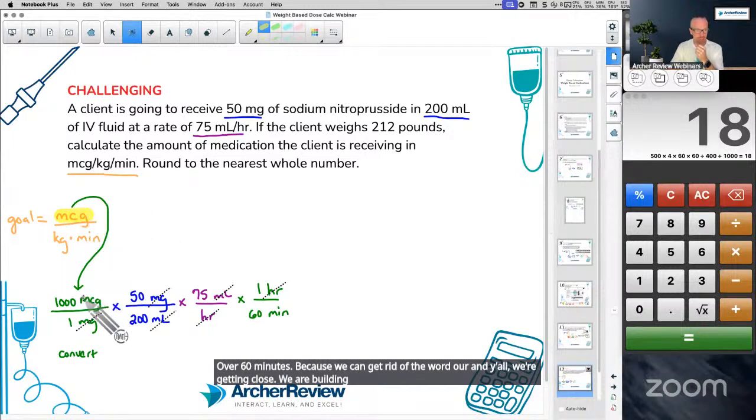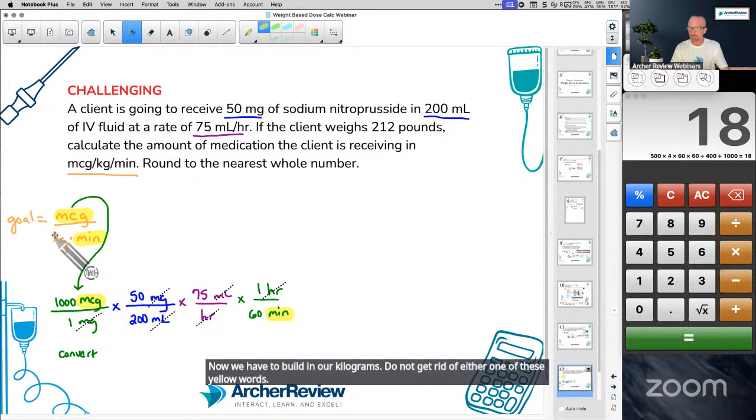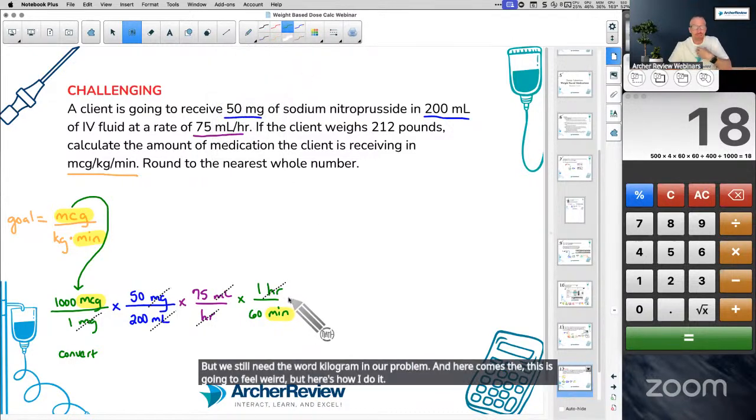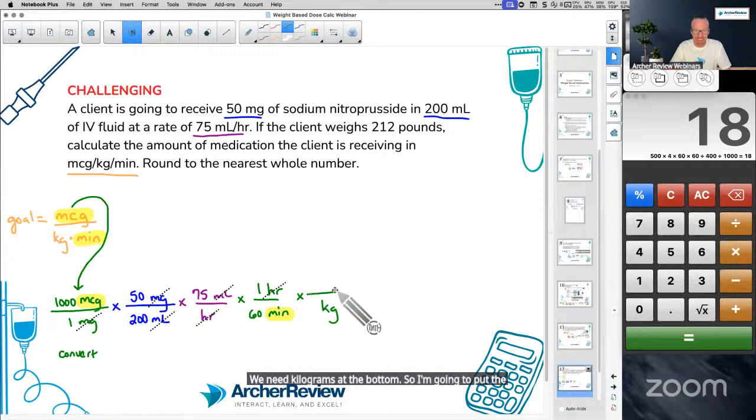We are building this double slash. We have the micrograms. We've built that in. We have the minutes. We have built that in. Now we have to build in our kilograms. Do not get rid of either one of these yellow words, but we still need the word kilogram in our problem. And here comes, this is going to feel weird, but here's how I do it. I build it. Looking at our goal, where do we need kilograms at? We need kilograms at the bottom. So I'm going to put the word kilogram at the bottom.